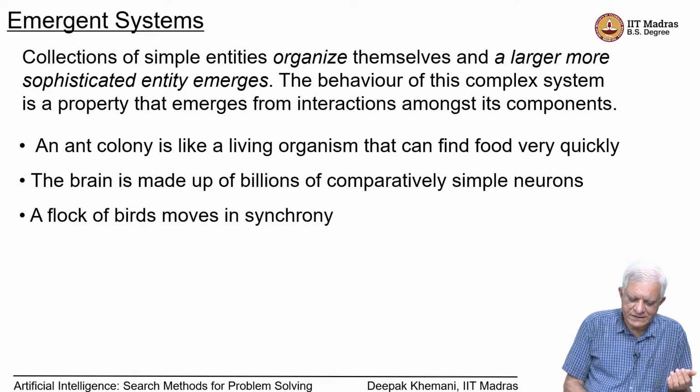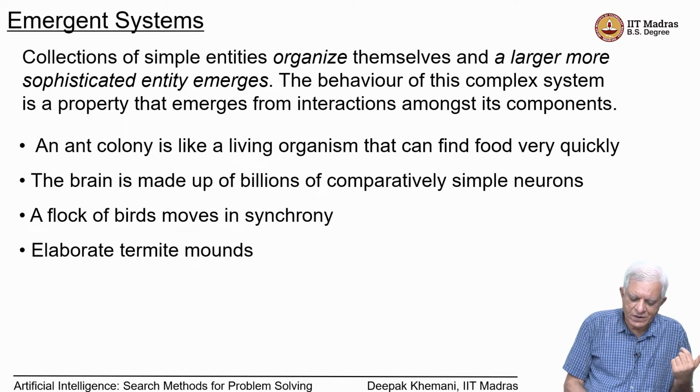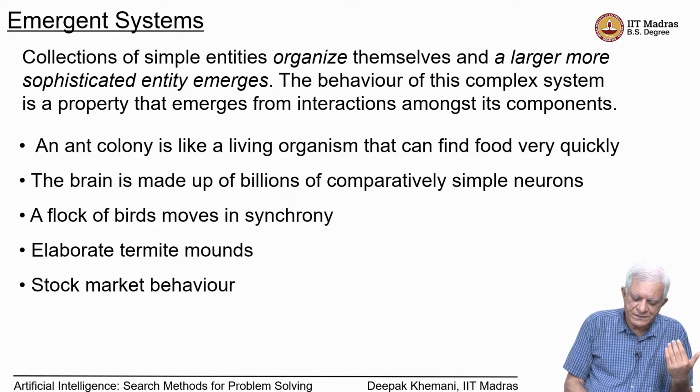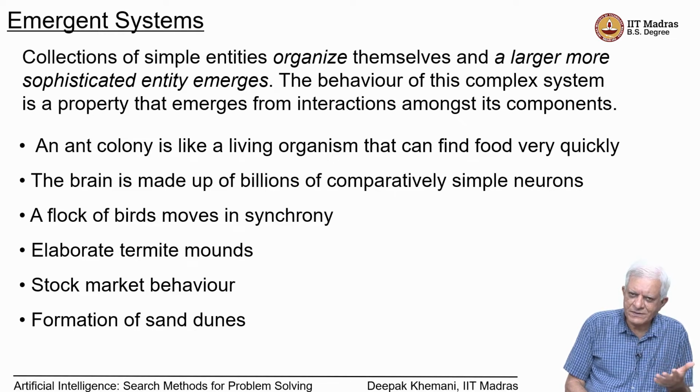a larger organism. A flock of birds, for example, they move in synchrony. They tend to behave as if they are a larger organism essentially. Then the similar is true about termite mounds, or if you look at stock market behaviors, or formation of sand dunes for example, and many other things. For example, you can think of the corporate world also made up of complex organisms which are made up of simple elements coming together.